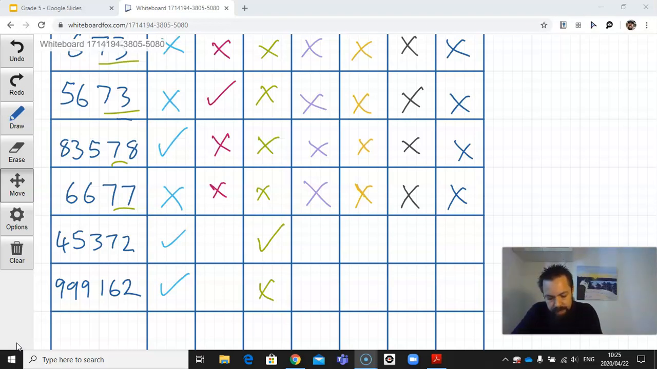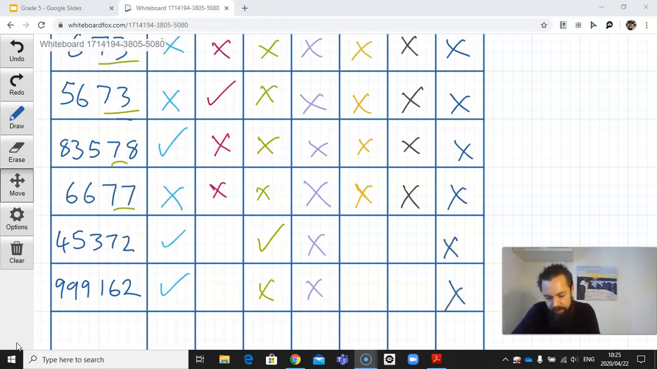I'm going to look at 5 and 10 next. Does neither of these end on a 5 or a 0? So neither of those are divisible by 5, and likewise they're also not divisible by 10.